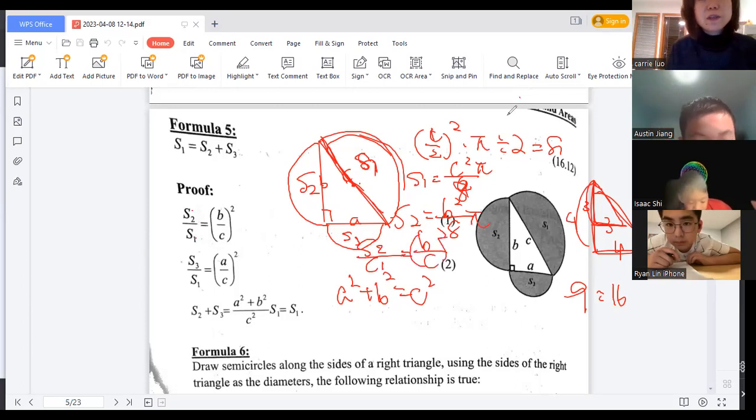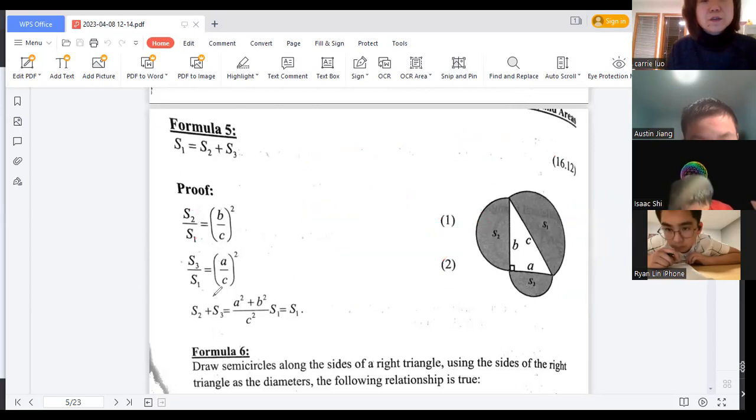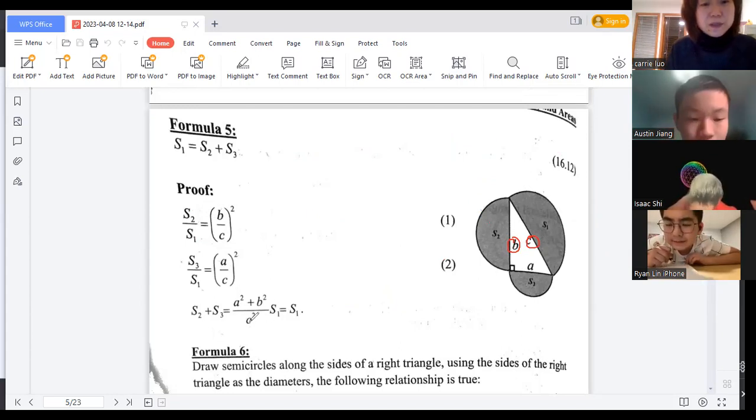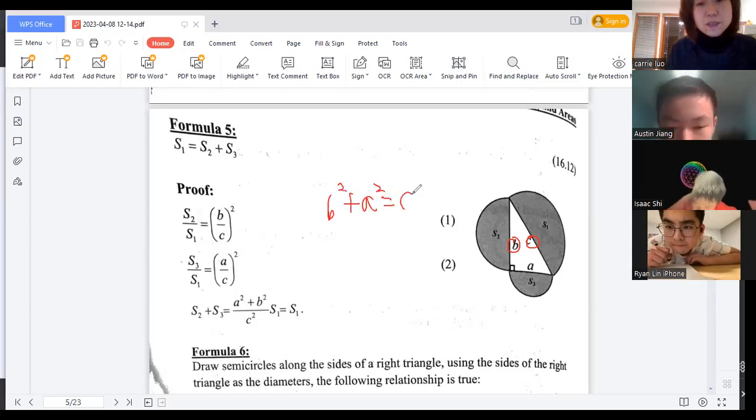So S2 over S1 is just B over C, squared. They're not related to pi because it cancels out. Because S2 is based on B and S1 is based on C, S2 over S1 is exactly the line ratio squared. For every portion, the ratio of their areas is the square of the ratio of their lines. So we have S2 plus S3 equals S1, because b squared plus a squared equals c squared.